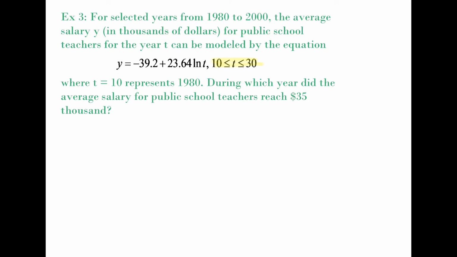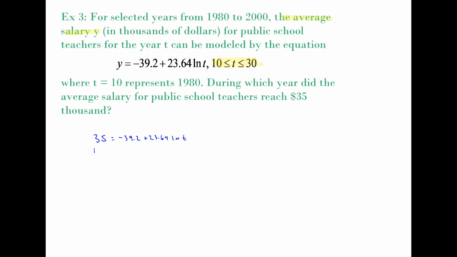So what are we going to plug in here? Well, we know that y represents the average salary. It says that right up here. The average salary is y. So we know that this is 35,000, but it's in thousands of dollars. So we'll do 35 is equal to negative 39.2 plus 23.64 natural log of t. During what year did the average salary reach 35,000? So we need to solve for t.